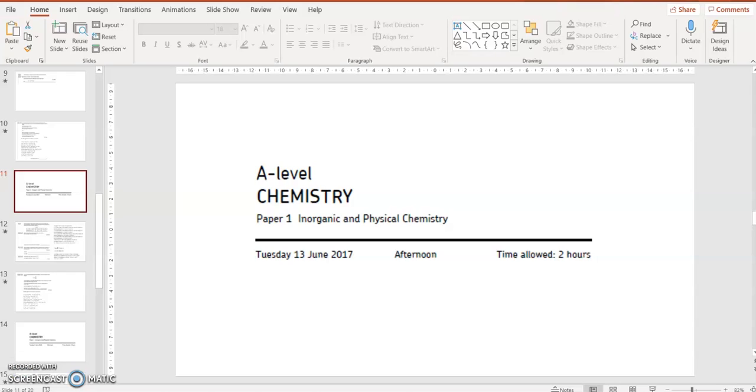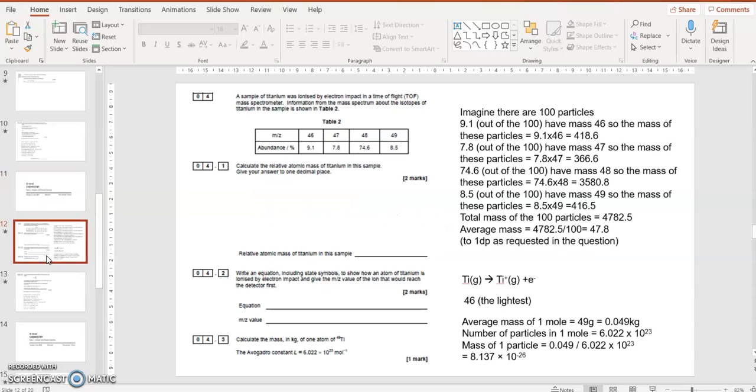Paper 1, June 2017. A fairly straightforward one, this. Sample of titanium, you've got different isotopes. Some particles mass 46, some mass 47, some mass 48, some mass 49. Sometimes one of the abundances is missing, so you need to do 100% take away the other percentages to find out the missing abundance. But this one is fairly straightforward.